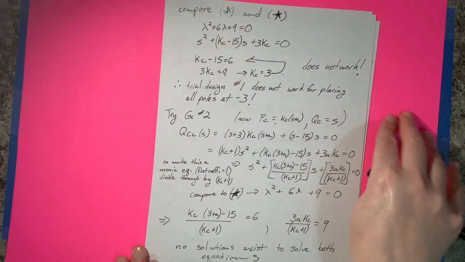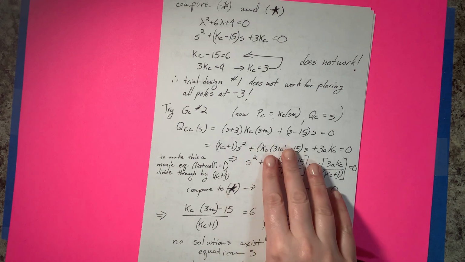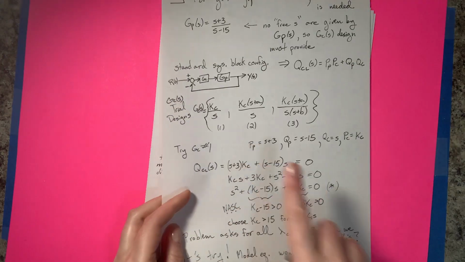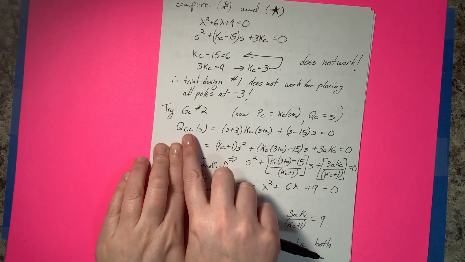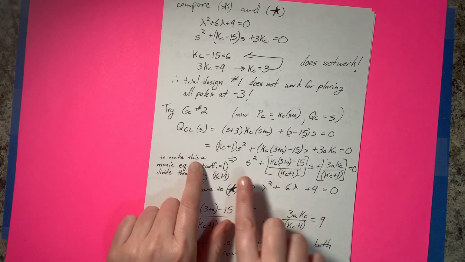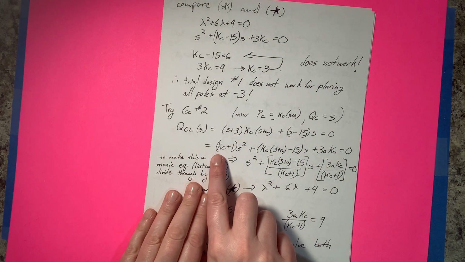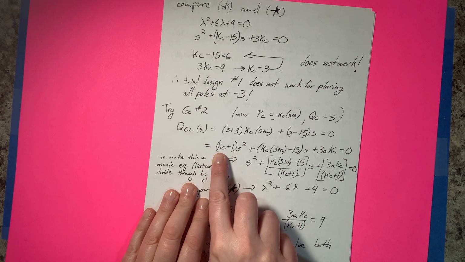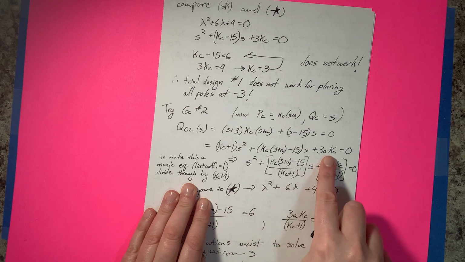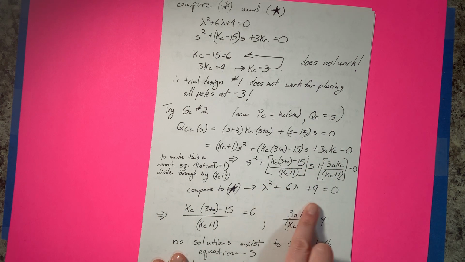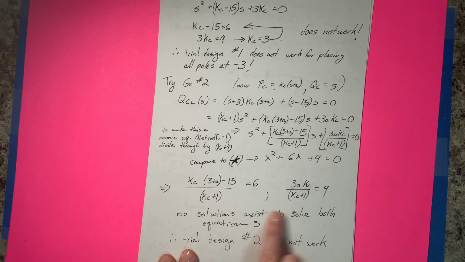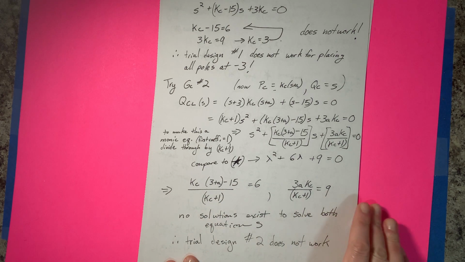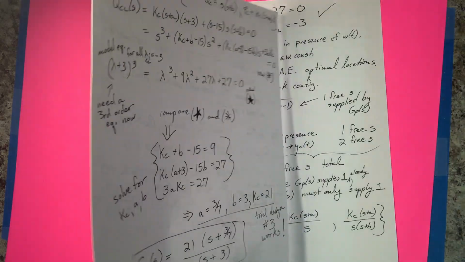For trial design number 2, we just advance to the number 2 trial design right here for GC. We plug that again into the same QCL formula, and we try to solve it. To make this monic, the step you'll do is divide by KC plus 1 for all of these coefficients. Compare again to that bolded star equation, our model equation, to place all the closed loop roots at -3, and you'll find that there is no solution for this as well. So trial design number 2 didn't work, but don't worry, trial design number 3 did work.